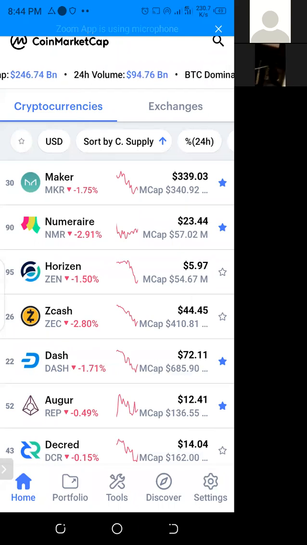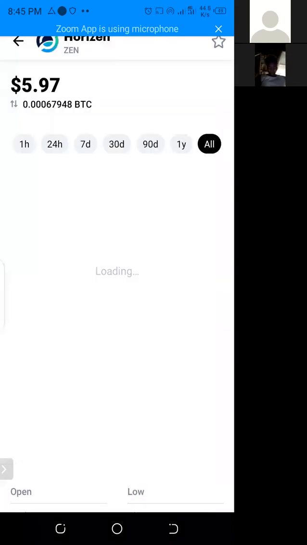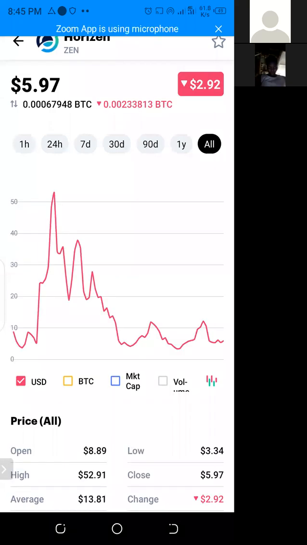Now look at another coin called Horizon. After this, I expect every one of us to be able to research on your own and know which coin to buy. You don't even need me to tell you to buy this coin or that coin. Although there are times in the group we'll be giving signals on particular coins to buy.